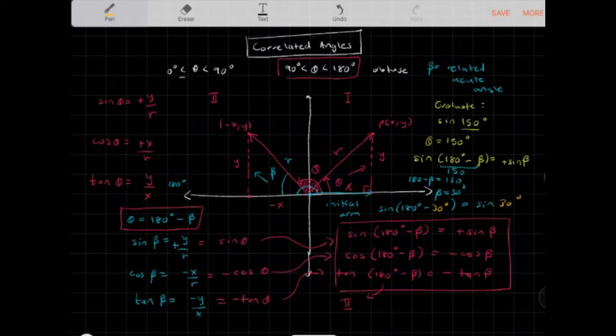You can notice that sine 30 is one of the special angles that we calculated. So sine 30 is equal to a half, and as a result, sine 150 degrees is equal to positive a half, the same value as sine 30. That's how we can use related acute angles to figure out the values of obtuse angles. If the obtuse angles have some relationship with the special angles, we can find their exact values. In the next couple of videos, I'm going to show you the correlated angle equations for the third quadrant and the fourth quadrant.